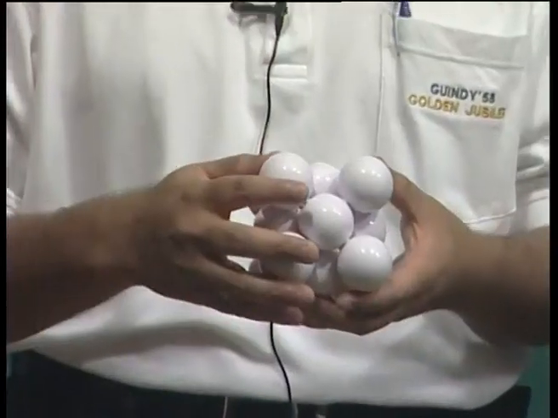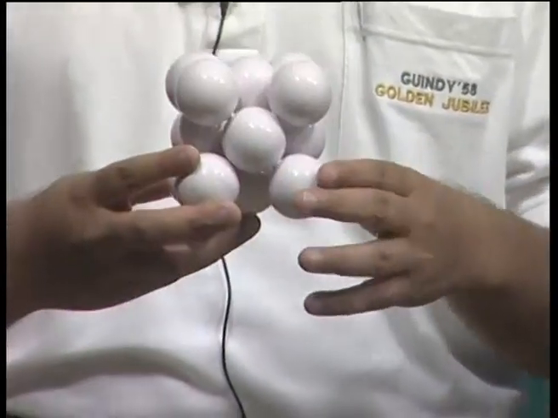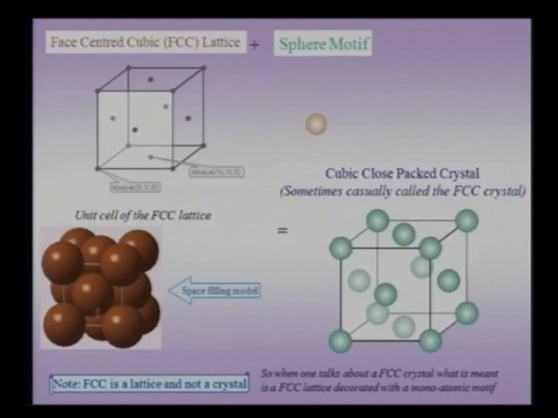We will come back to these kinds of space filling models and their importance, especially in understanding various concepts related to the FCC crystal in a later topic.